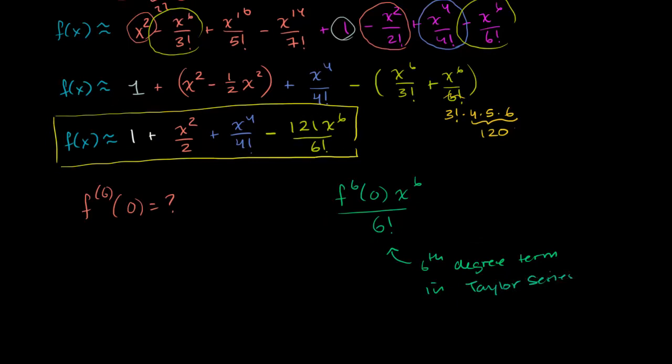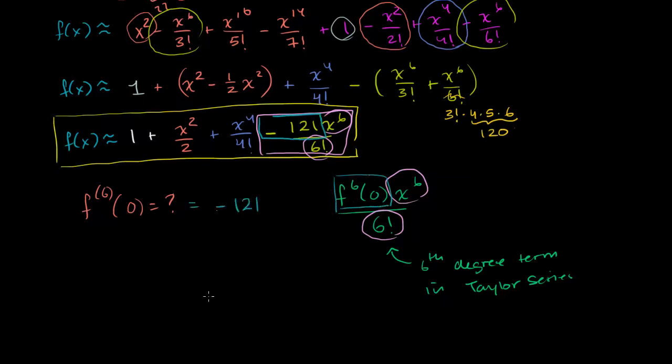This is the sixth degree term. We figured it out in the last problem. This right here is the sixth degree term. So you have x to the sixth over here, x to the sixth over here. You have 6 factorial over here, 6 factorial over here. So this negative 121 must be the sixth derivative of f evaluated at 0. So that's our answer. This is equal to negative 121. And we're done.